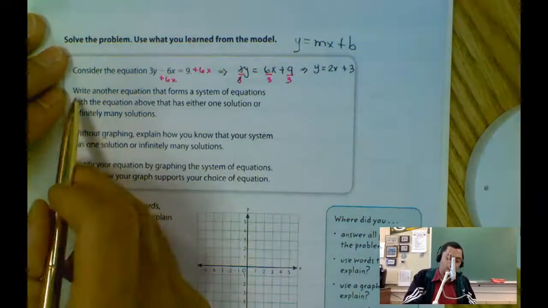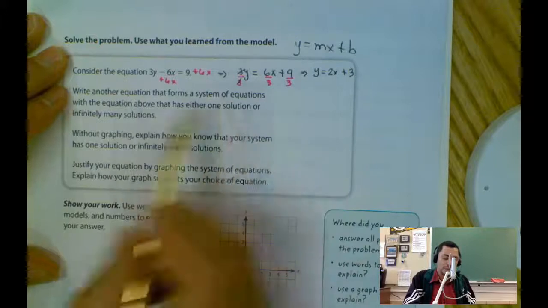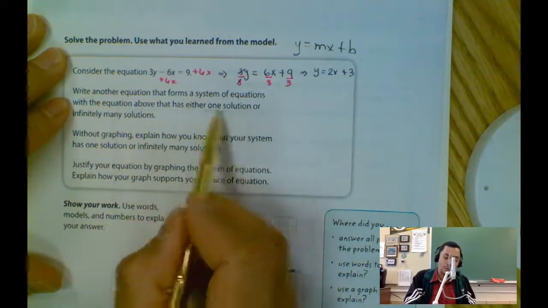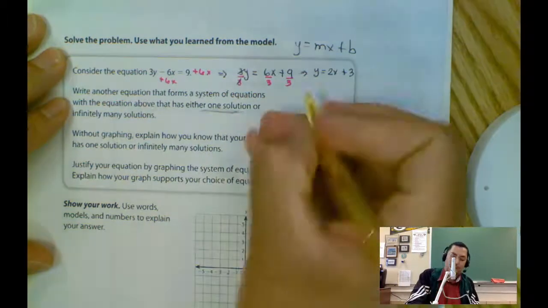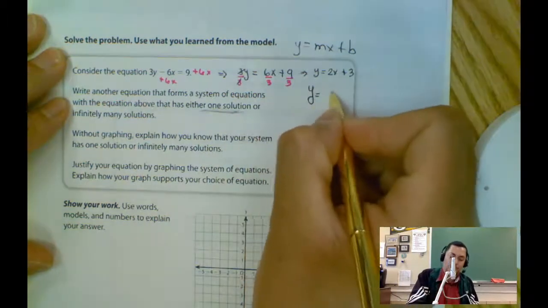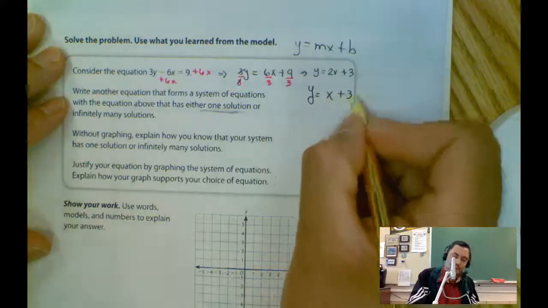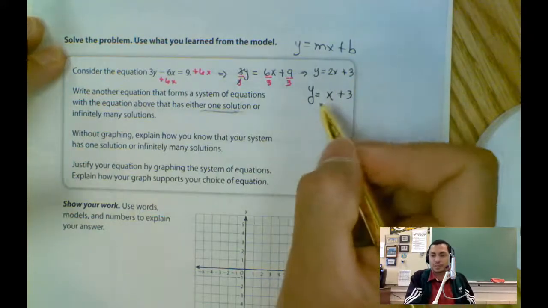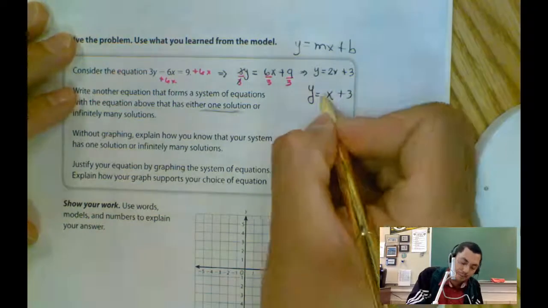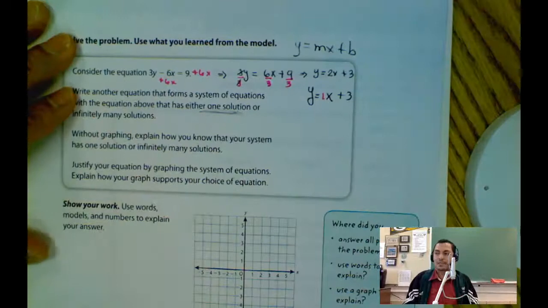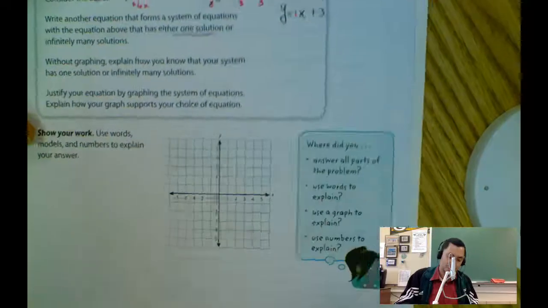Now here it says write another equation that forms a system of equations with the equation above that has either one solution. So I'm going to do one solution. So my equation is y equals x plus 3. So I'm going to have the same y-intercept, but the slopes are different. In this case, remember, if I don't have a number here, I'm going to put 1. So let me graph those two equations.